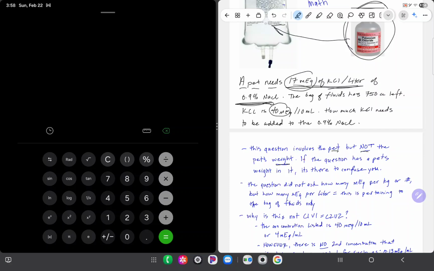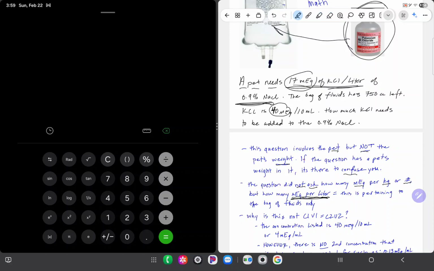This, like dextrose, has everything to do with the blood work that came back. The doctor read it and said, okay, according to the blood work, the potassium is so low, we have to beef it up in the fluids. For our part of this, it has nothing to do with weight. So if they put the weight in there, it's meant to confuse you. You ignore it. The question also did not ask how many milliequivalents per kg or per pound. It says milliequivalents per liter.